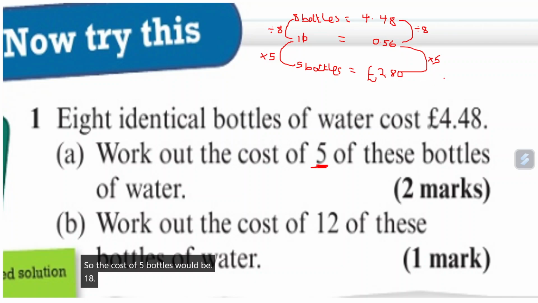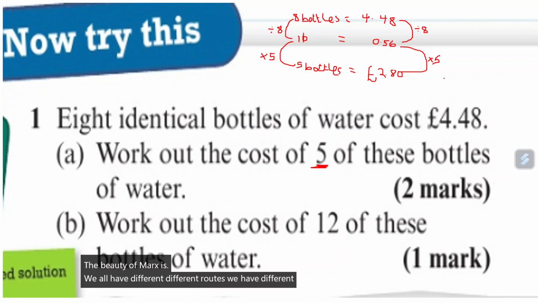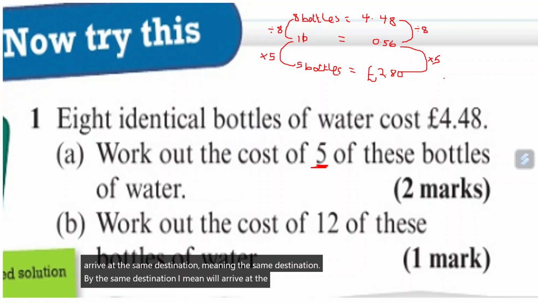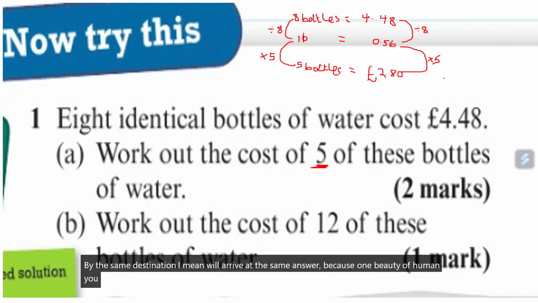It's fine. As stated earlier, the beauty of maths is we all have different routes, but at the end of the day, we arrive at the same destination, meaning we arrive at the same answer. Because one beauty of humans is that we think differently.